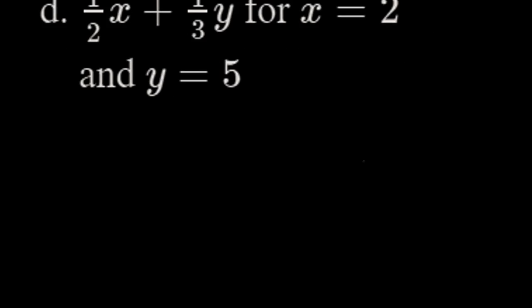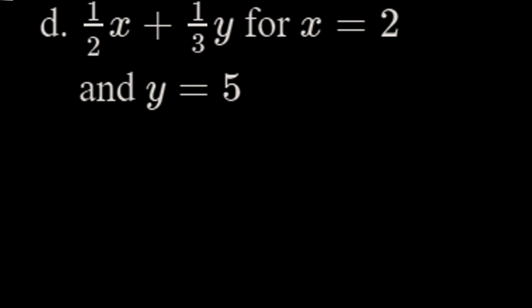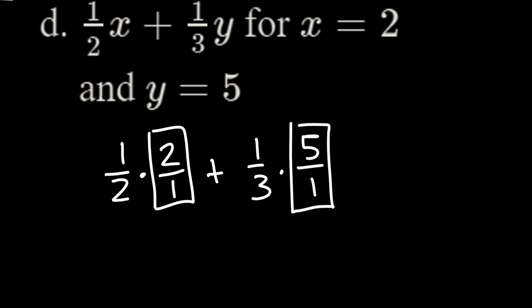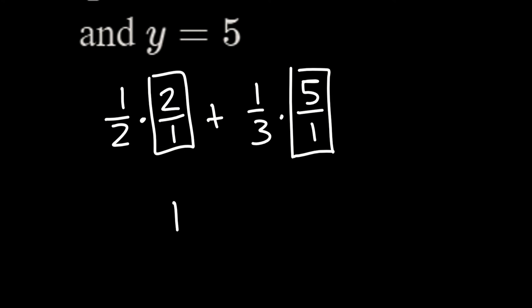In part D, we've got x is 2, and playing the role of y will be 5. So I'm going to have 1/2 times the number 2. And I'm going to write the number 2 as 2 over 1, so this is my value of x that I'm placing in. And then I'm going to add plus 1/3 times, and instead of just 5, I'm going to write 5 over 1. So this is my value of y. So 1/2 times 2 is 2 over 2, or just 1. So this is 1 plus 5/3.